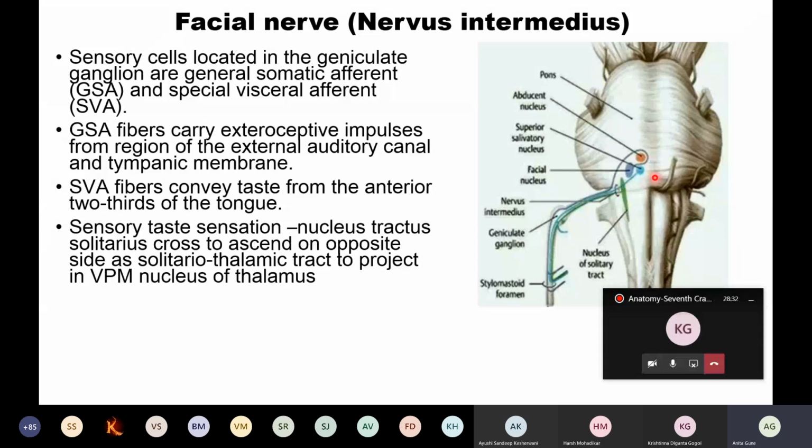From there, they cross over to the opposite side to form the solitary-thalamic tract to project into the thalamus in the VPL nucleus of the thalamus.